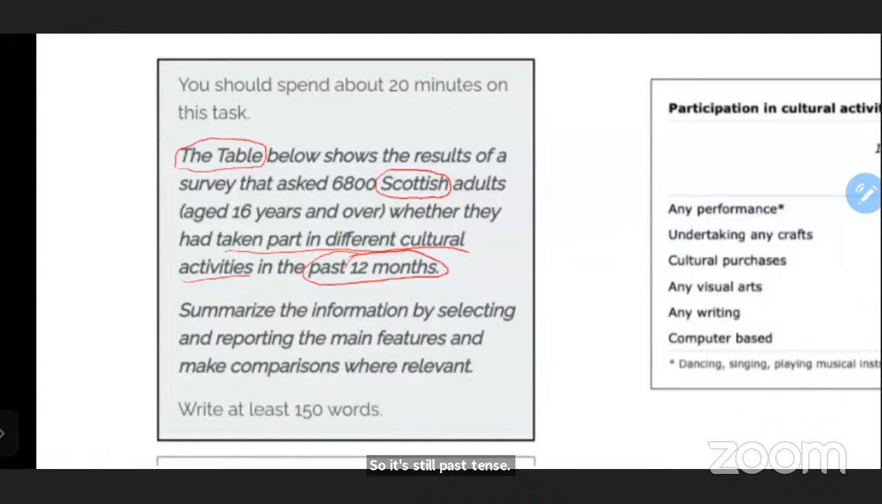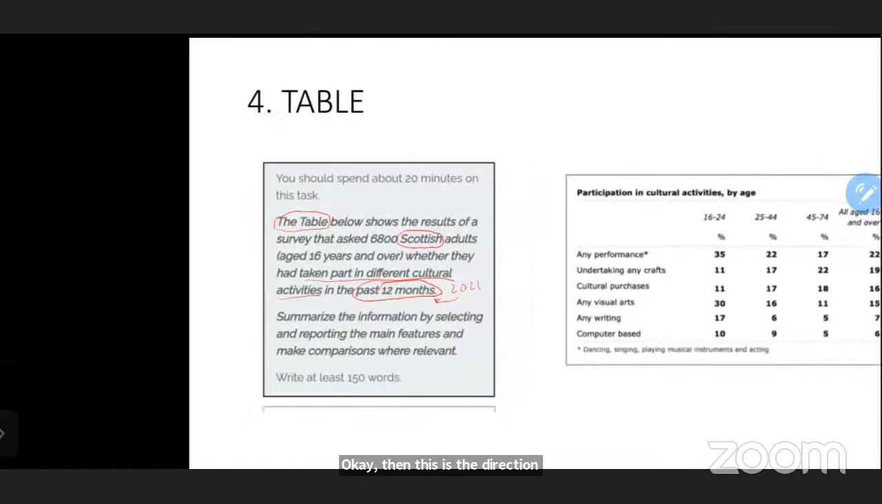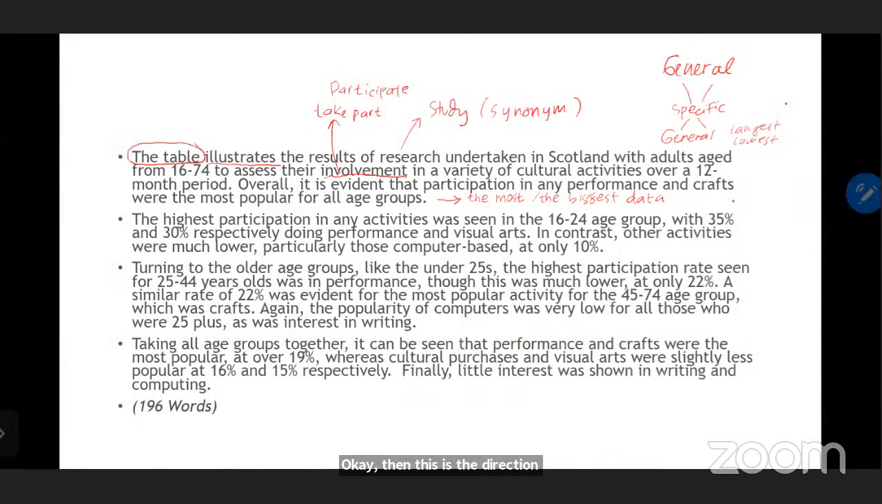Okay, like let's say this is from 2021. The last 12 months from 2021 is, let's say, December or November 2019 or August 2019. Okay, then these are the directions, same thing. They write in 4 paragraphs here.